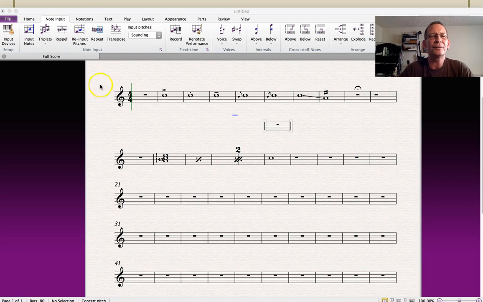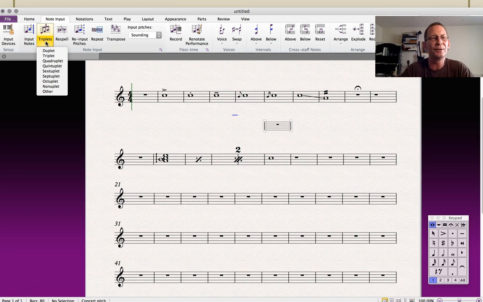All right, the next thing we want to look at is triplets. When you look at triplets, you have a triplet, and that's going to be three notes in the space of two. The ratio of it, and also you can have a duplet, and that's going to be two notes in the space of three. You're going to have quadruplets. It creates a quadruplet, and the ratio is 4 to 6, 4 notes in the space of 6.